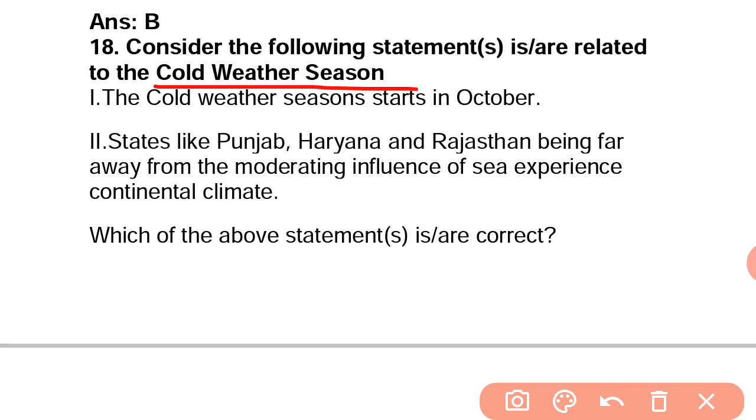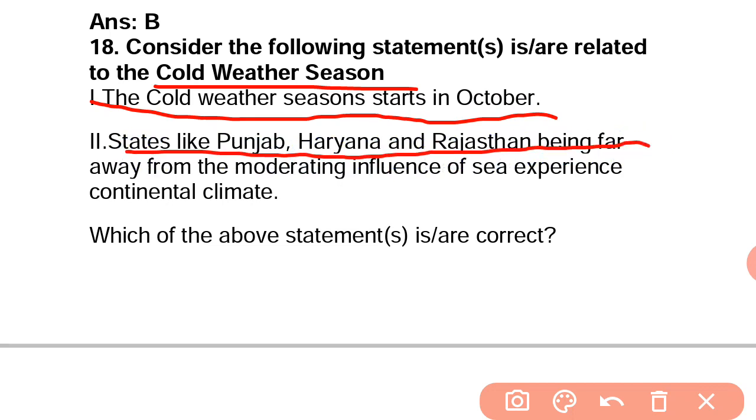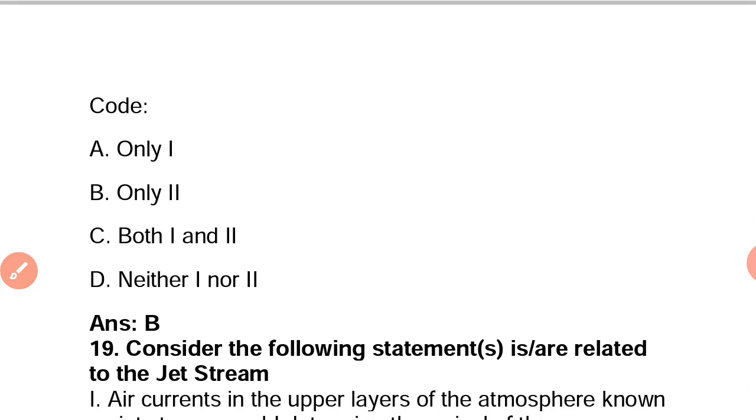Consider the following statements related to the cold weather season. I. The cold weather season starts in October. II. States like Punjab, Haryana and Rajasthan, being far away from the moderating influence of the sea, experience a continental climate.